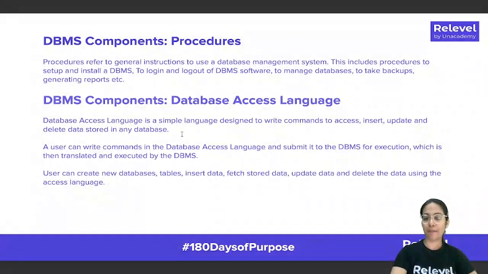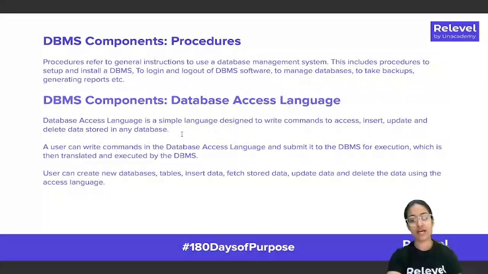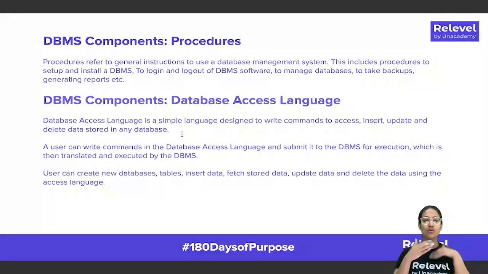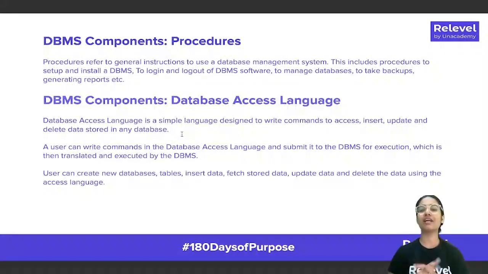So a user can write commands in the database access language, submit it to the database management system for execution, which is then translated and executed by the DBMS. Now users can create new databases, they can create new tables, they can insert data, they can fetch the data which is already stored, they can update the data, they can delete the data using the access language. Okay, so between us as a user and the DBMS, there's a way of communicating everything that happens using the database access language. Okay, so these are all the 5 components that we talked about.